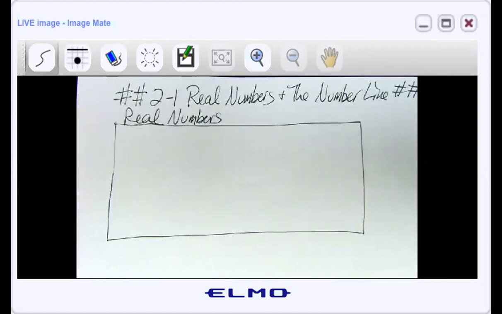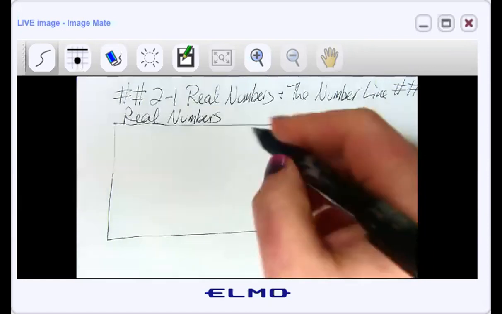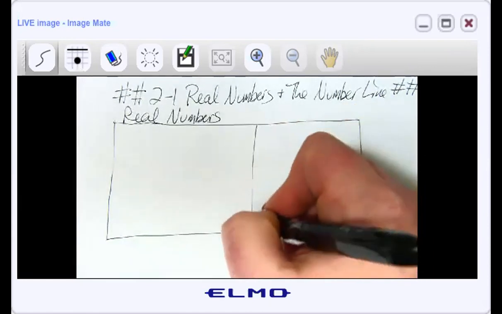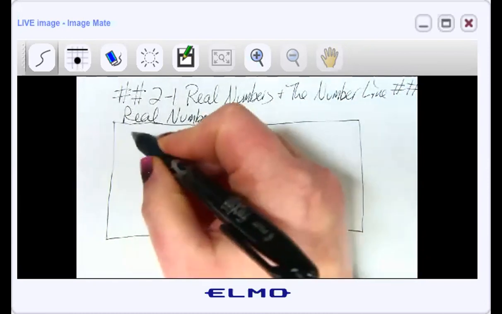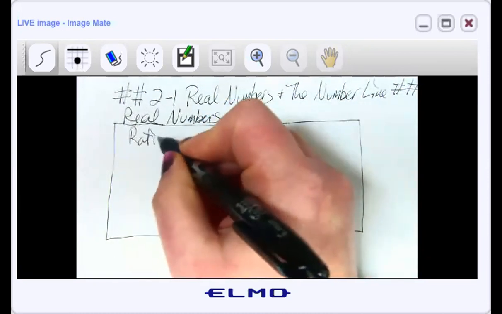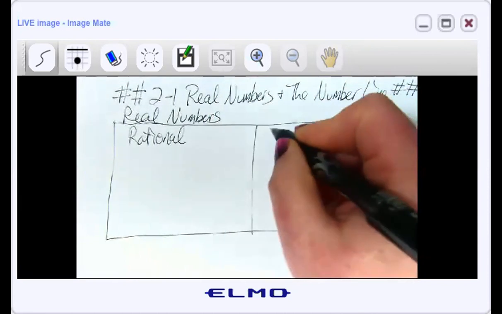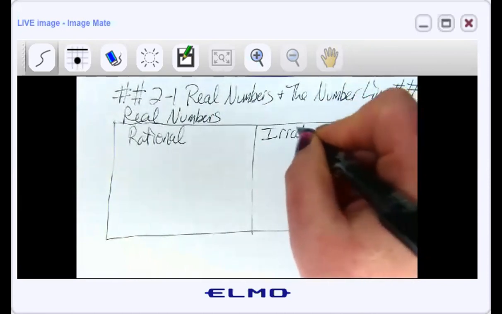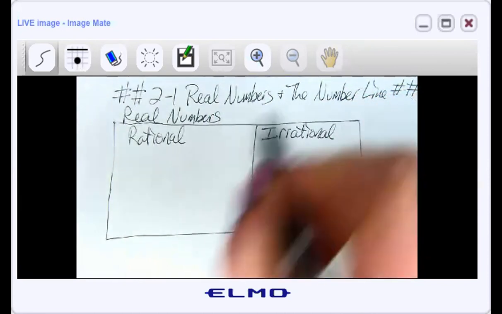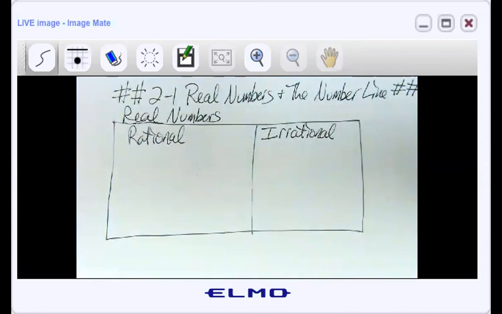All right. Let's try this. So the real numbers, the ones that we are concerned about right now, are broken up into two parts. You could have either rational numbers or you could have irrational numbers. A number can't be both, it's one or the other. There's no overlap. It's either going to be rational or it's going to be irrational, cannot be both.